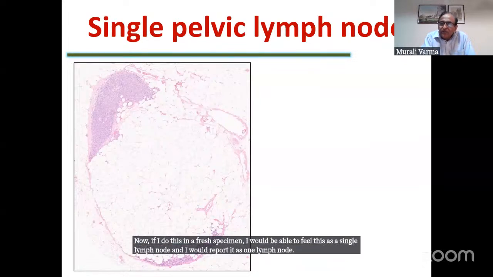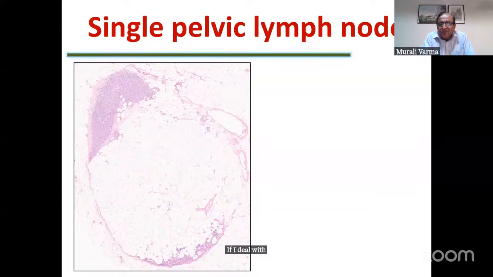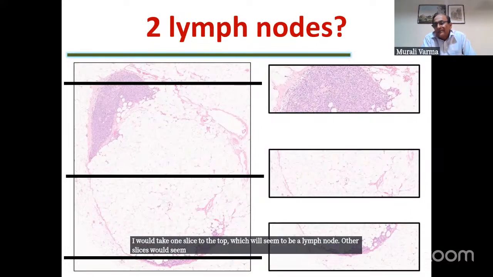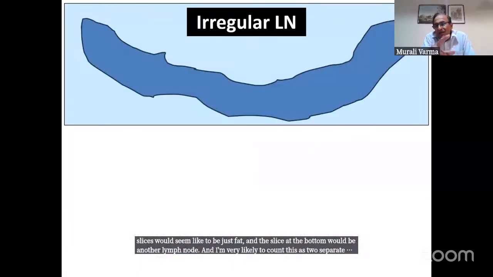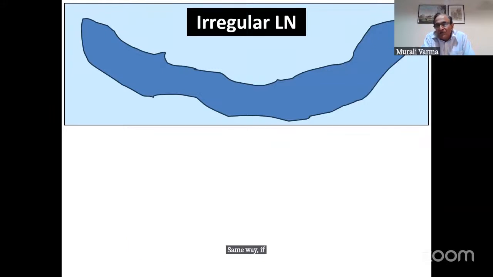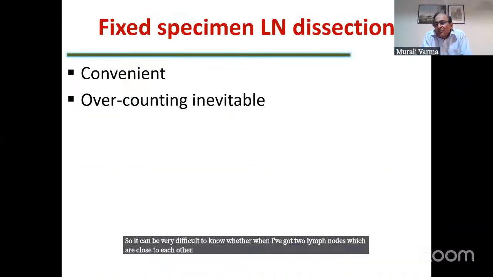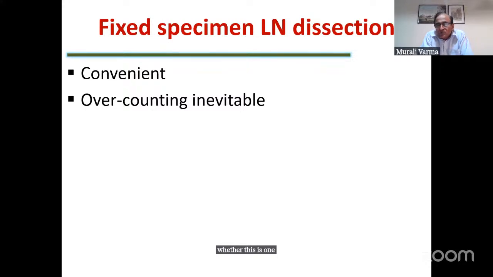If I deal with this in a fixed specimen, I would take one slice at the top, which will seem to be a lymph node. Other slices would seem to be just fat, and the slice at the bottom would be another lymph node. And I'm very likely to count this as two separate lymph nodes. In the same way, if I got a lymph node which is irregular in shape, when I take a slice, a single lymph node may appear as two. So it can be very difficult to know, when I've got two lymph nodes which are close to each other, whether this is one lymph node or two.